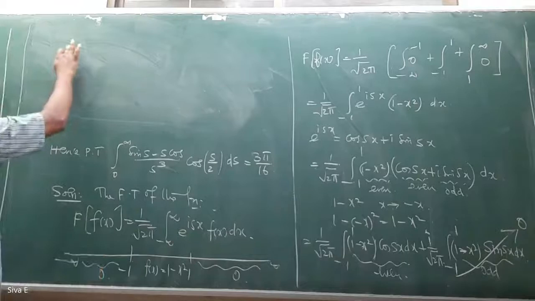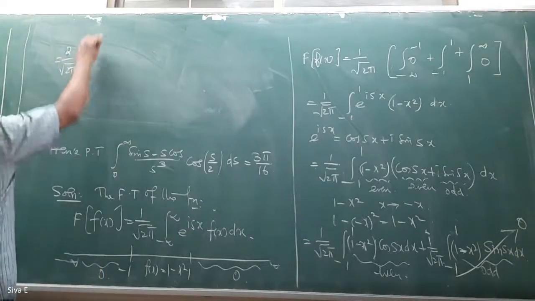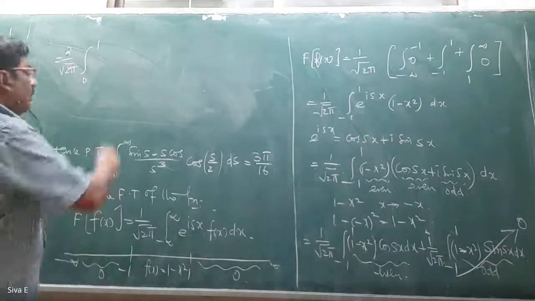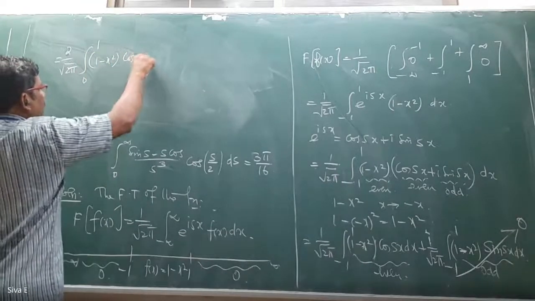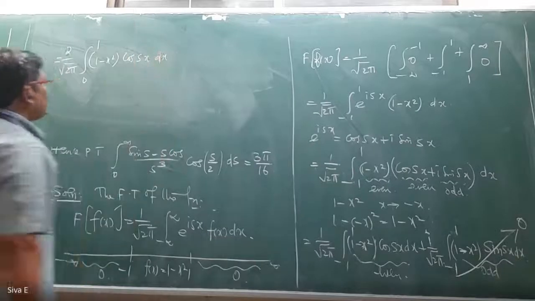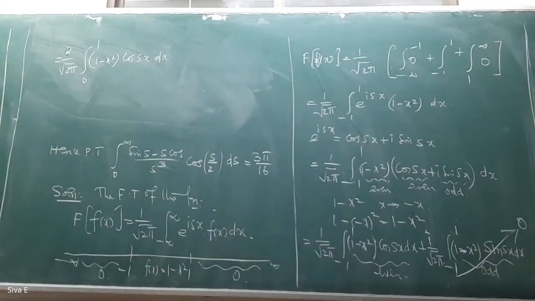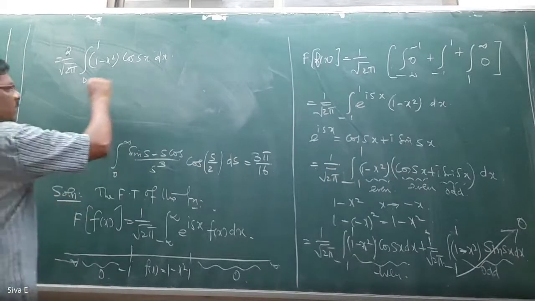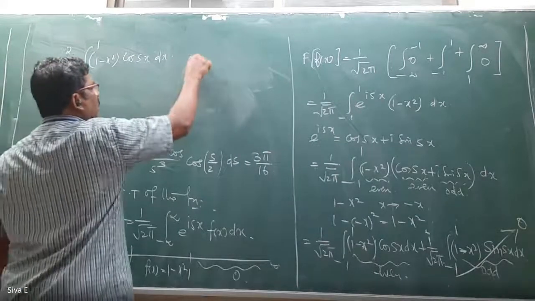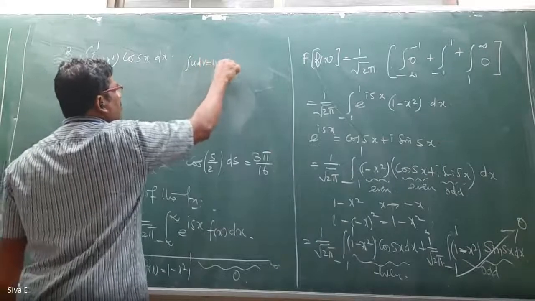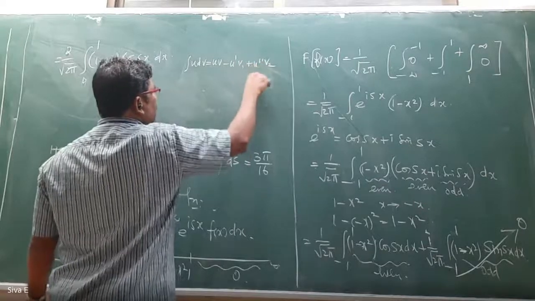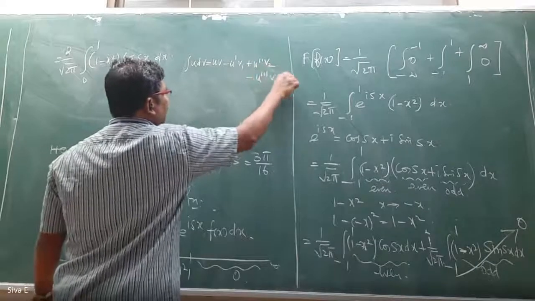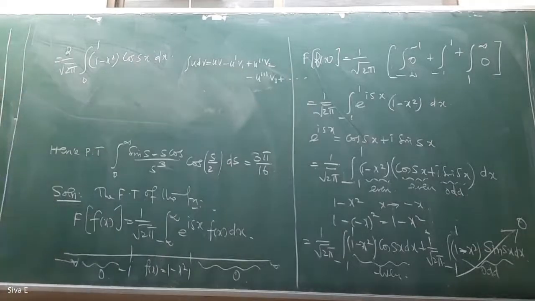So 2 by root 2 pi integral over 0 to 1 of (1 minus x square) cos sx dx. Now we have to use the Bernoulli's formula here. What is the Bernoulli's formula? Integral of u dv equals uv minus u dash v1 plus u double dash v2 minus u triple dash v3 plus etc. That is Bernoulli's formula.